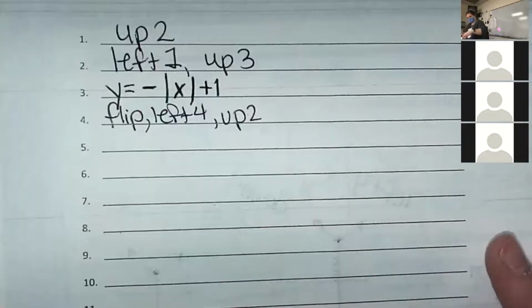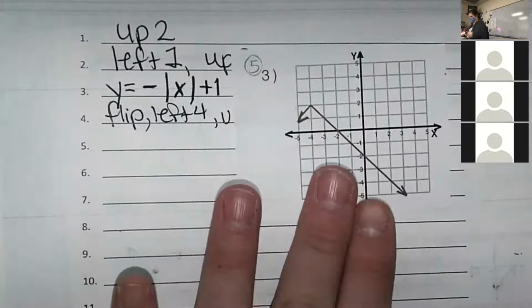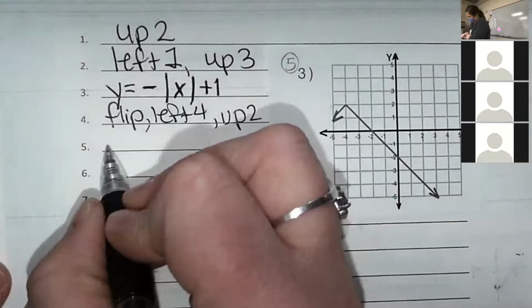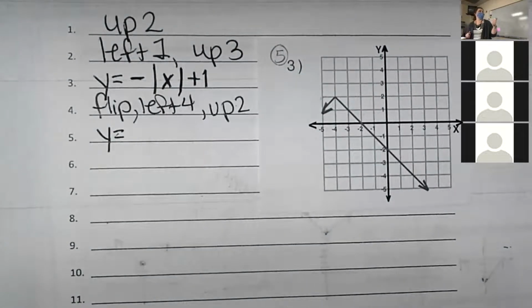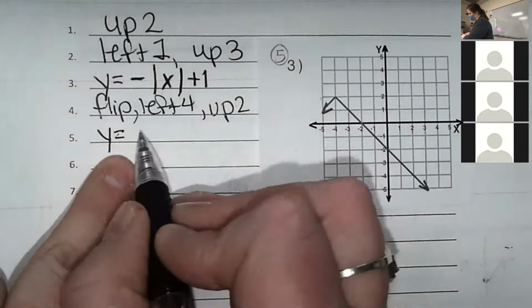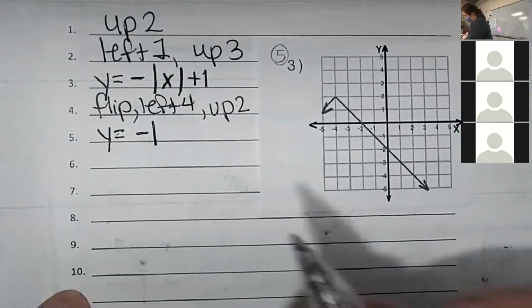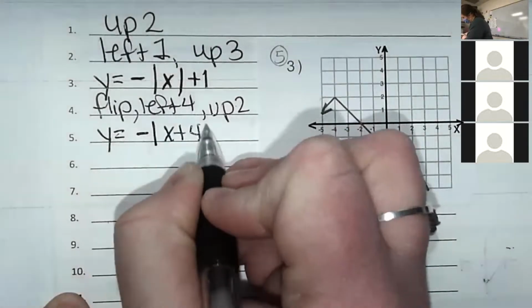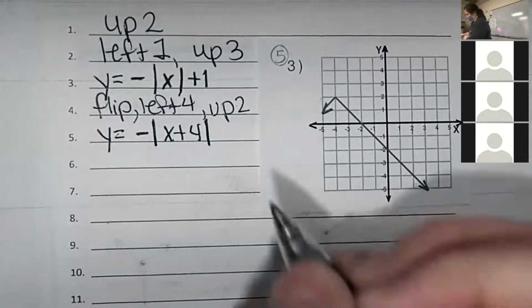Let's look at 5. Oh no, they gave me an equation. You have to write an equation. Y equals, they give you a graph. What's happening? It's flipped. What else? Left 4, yep, and up 2. So we got to have that negative for that flip. It went left, so you need to add 4, so x plus 4. And then plus 2 because it went up.